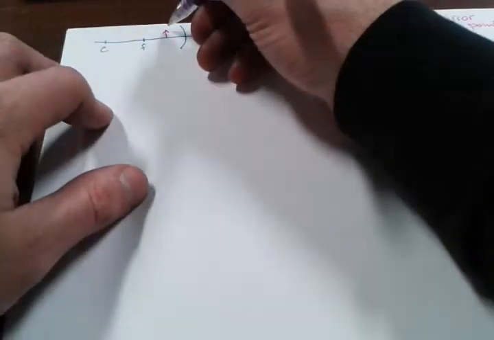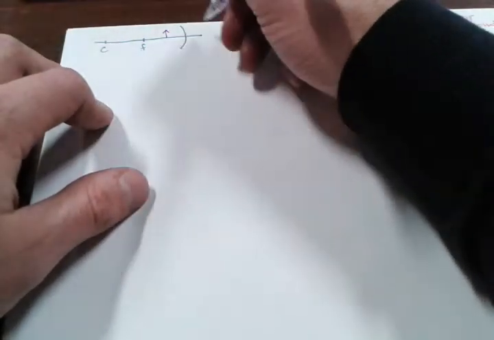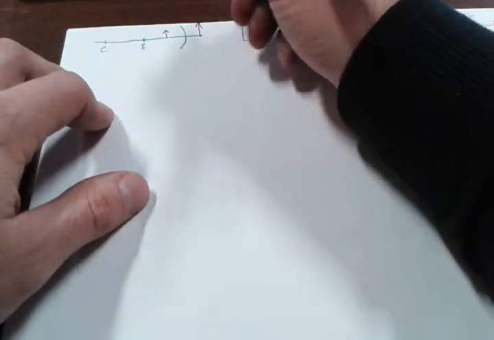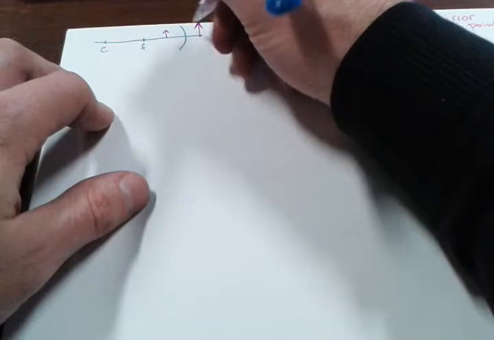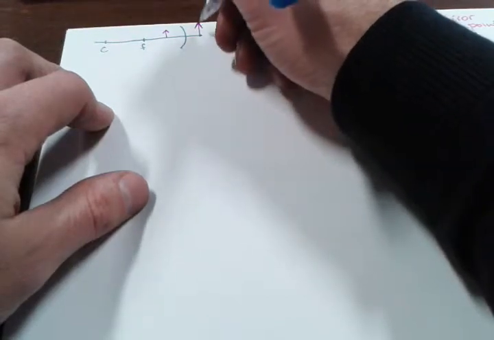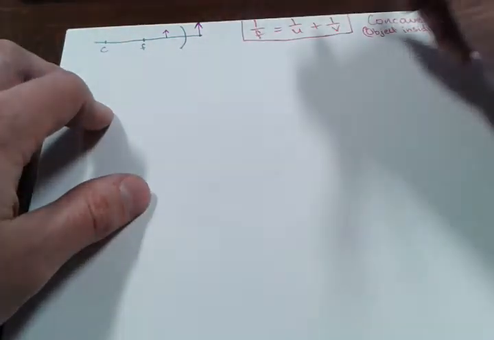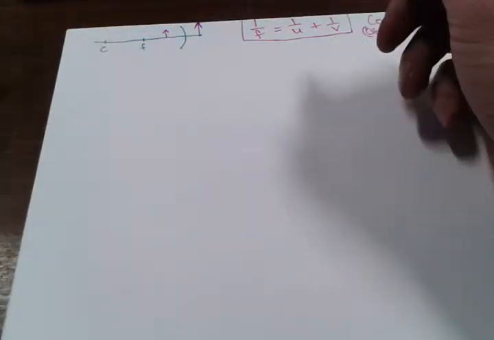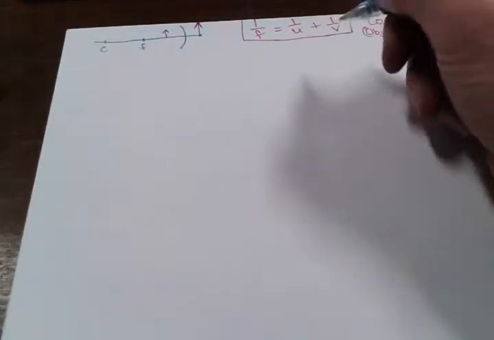Well, if you do your ray tracing, you'll find that the image will end up being magnified on this side and being virtual. So how will a virtual image be handled in this equation? We'll see in a second. So let's look at the maths behind this.